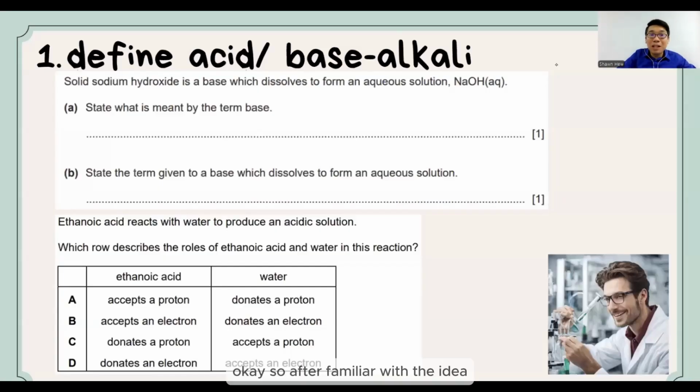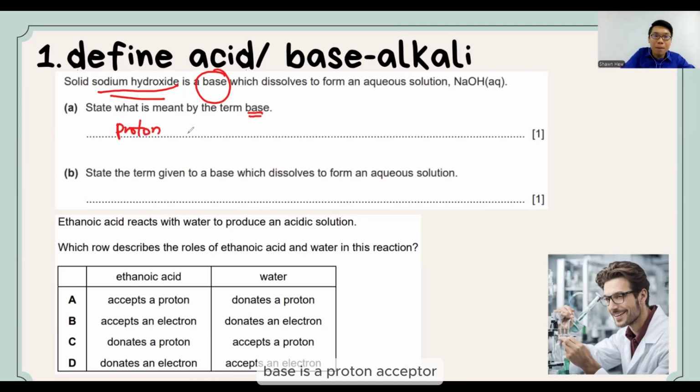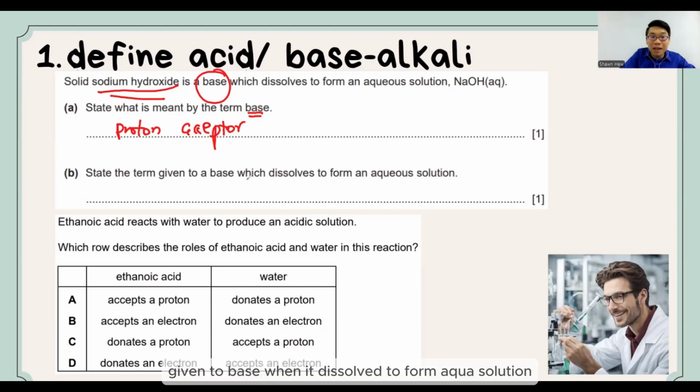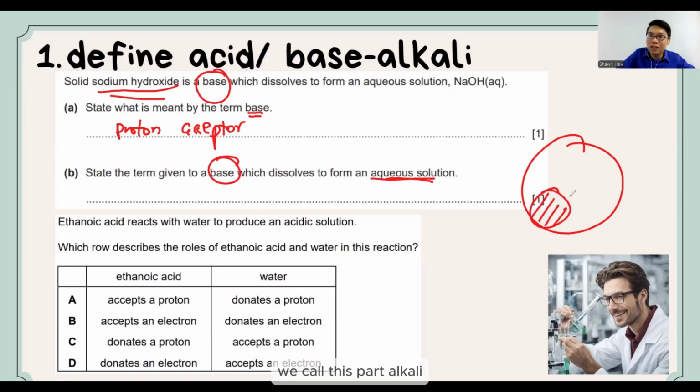Okay, so after being familiar with the idea, we can go for IG's questions. Solid sodium hydroxide is a base which dissolves to form aqueous solution. So what is meant by the term base? In IGs, we always need to talk about proton. Base is a proton acceptor. Next, state the term given to a base when it dissolves to form aqueous solution. We call this alkali.